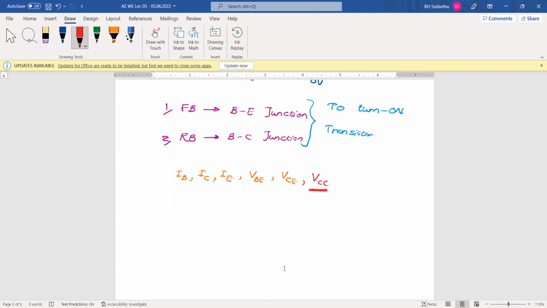What is the first one? You can draw a graph between VBE and IB. What is that? VBE and IB. Already, do we know that one?